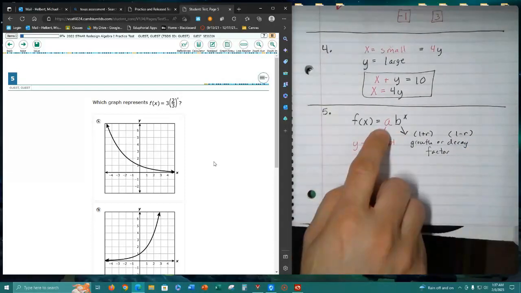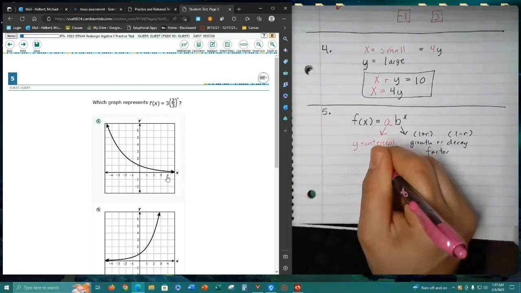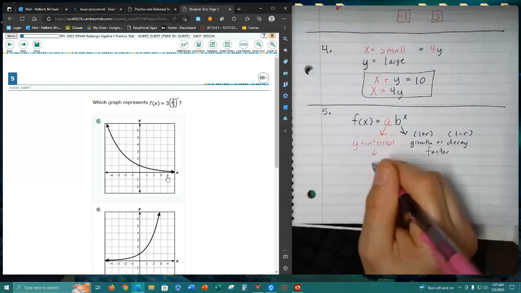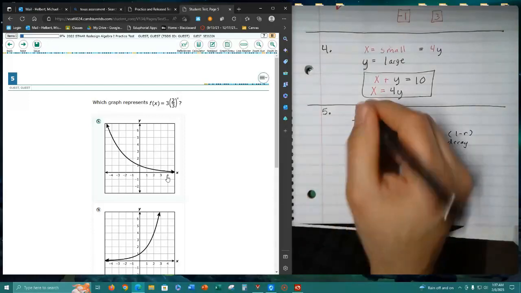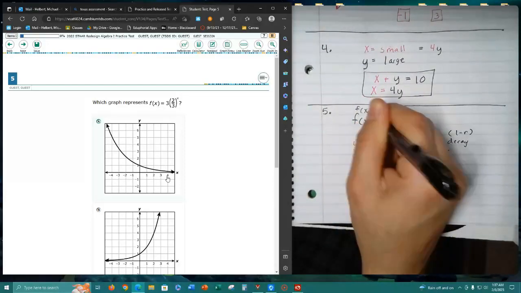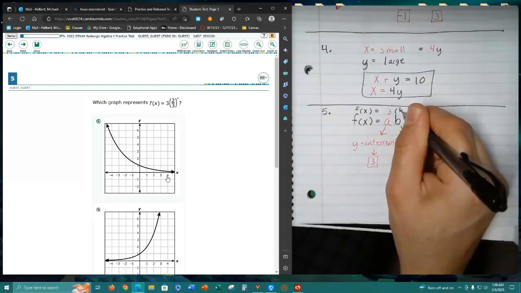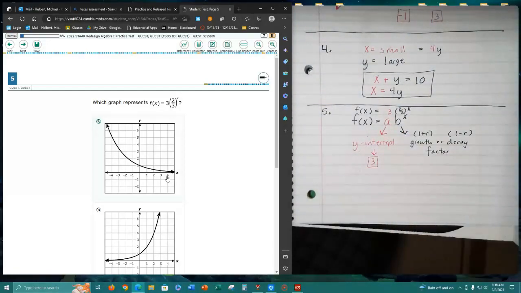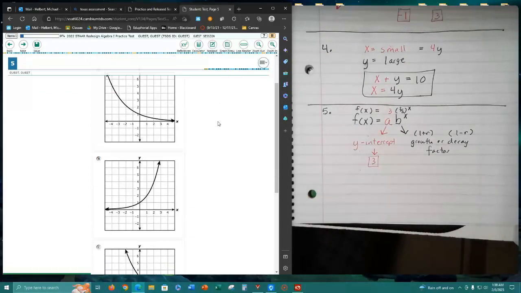Now, I'm going to use this idea that a is the y-intercept to try to eliminate some of these possibilities. I do want you to notice that my a value in this equation is actually going to be 3, so I'm going to box that. I should have a y-intercept of 3, because the equation says f of x is equal to 3, which is my a value, times 2 over 3, which is my b value, to the power of x. So a is going to be 3. Anything that doesn't have a y-intercept of 3, I can just cancel out. It's not an option. So let's look at the first one.